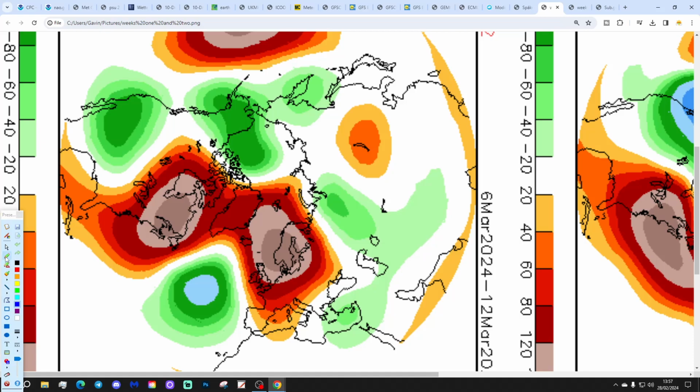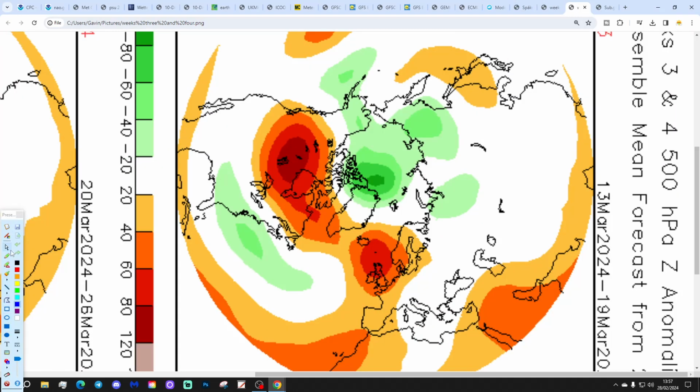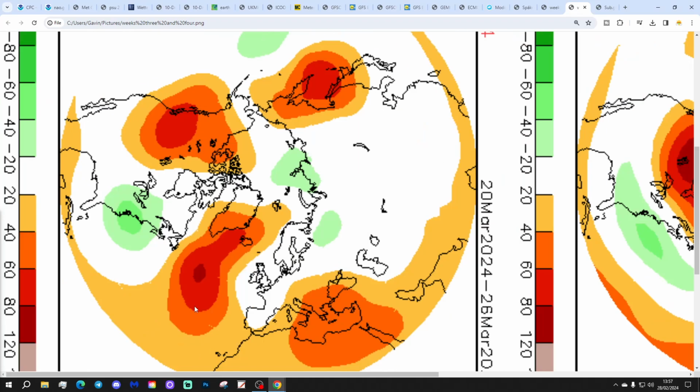Week 2, though, goes drier, hopefully. This will be the 6th to the 12th of March. High pressure is building more or less over the country, but slightly to the east. Winds will be coming up from a southerly or southeasterly direction with that, drier and mild. Week 3 is the 13th to the 19th of March with high pressure right in over the top of the country. Should be mainly dry with that, you would have thought.